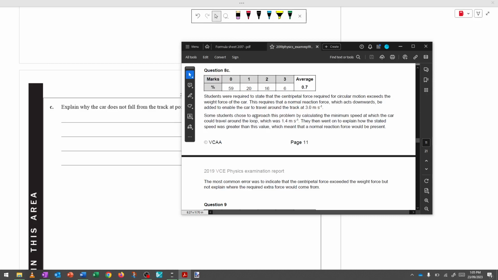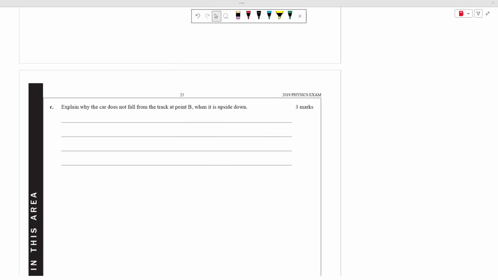Some students chose to approach this problem by calculating the minimum speed at which the car could travel around the loop, which was 1.4. They then went on to explain how the stated speed was greater than this value, which meant that a normal reaction force would be present. The most common error was to indicate that this centripetal force exceeded the weight force, but not explain where the required extra force would come from. So yeah, there you go. Okay, refer to report.